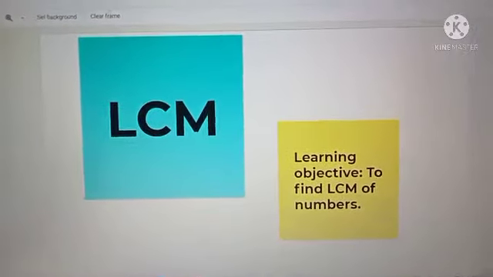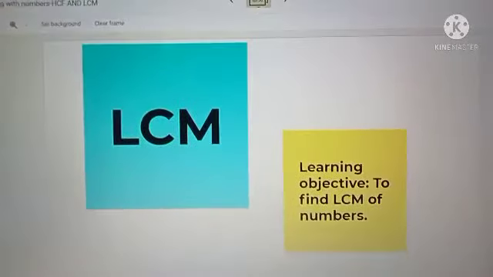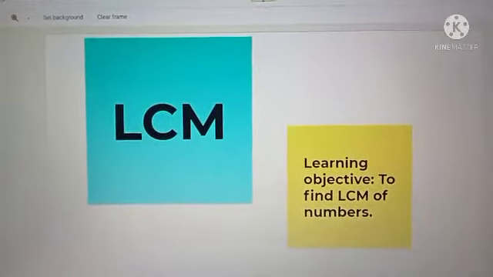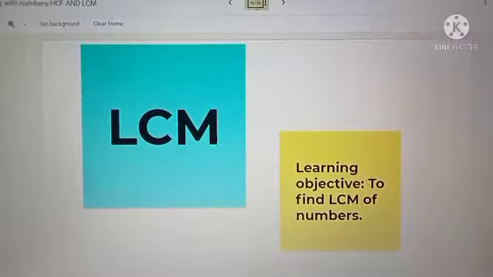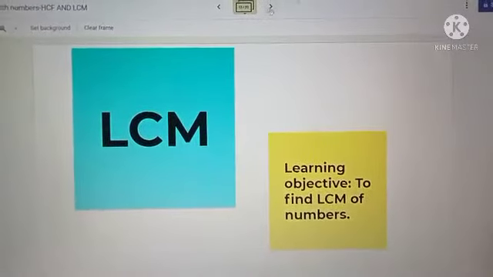In the last class we have studied about HCF. Today we are going to discuss about LCM. And today's learning objective is to find the LCM of numbers.